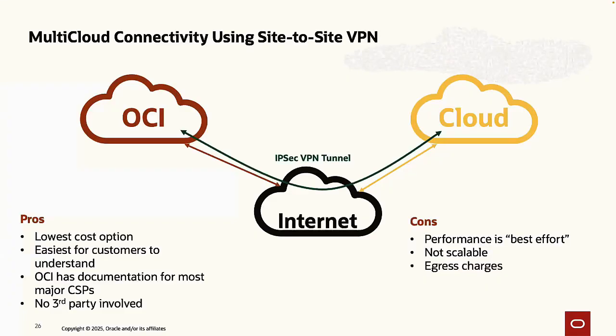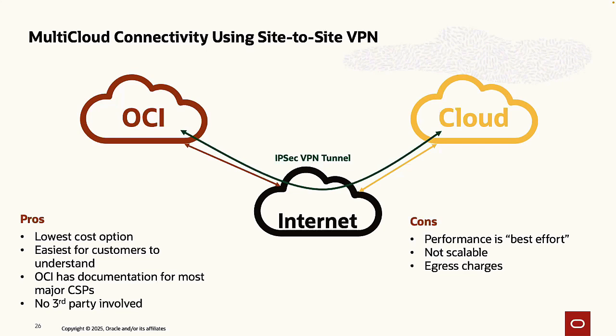The first option we have is our IPSec VPN service. This can be used as a low-cost, easy-to-understand option for creating a direct and secure connection to another cloud provider over the internet with no third party needed in between. Many other cloud providers also offer their own IPSec VPN service, and in such cases, it's usually possible to establish a cloud-native connection between both sides of the VPN tunnel. OCI has official documentation on how to establish these types of use cases with certain cloud providers.